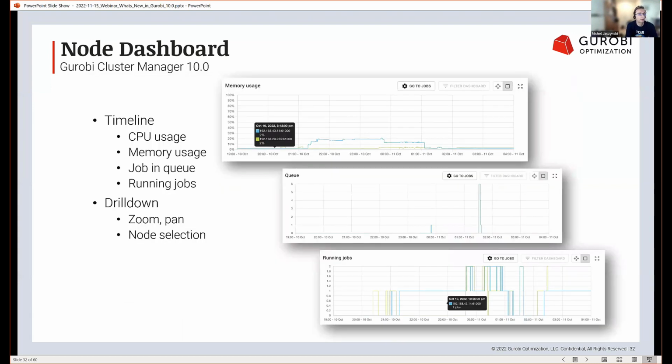You have the memory usage timeline, the jobs in queue, and the running jobs. So with that, again, you can understand where you had a peak usage. You can pinpoint something that happened there. What's very interesting, for example, is to know when you have jobs that are going into the queue, because maybe it means that you are sending too many jobs at that time, or you may have to increase the capacity of your cluster.